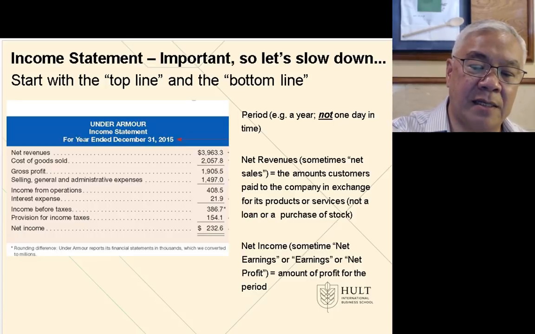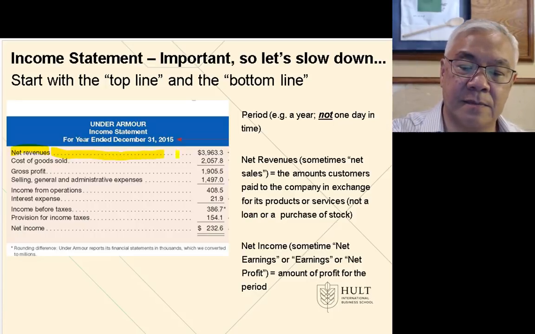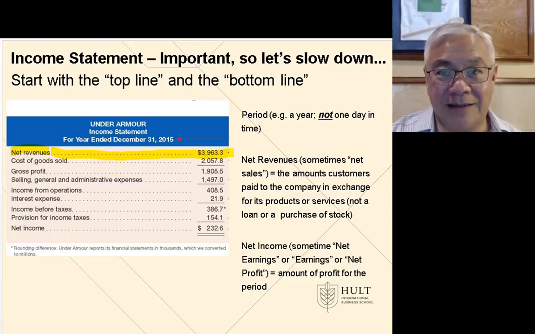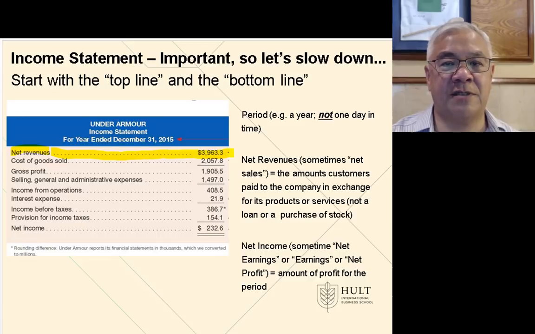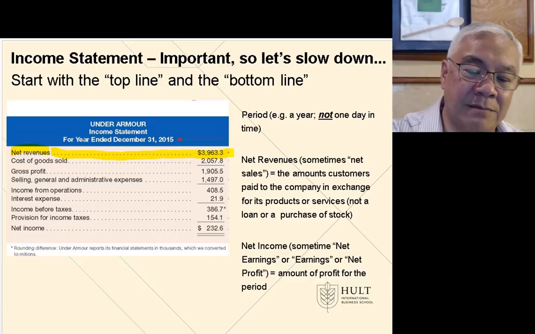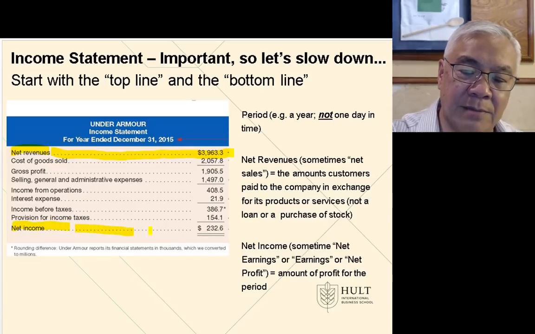So a top line is this. It's the top line. It's the first line. It's revenues, right? So the first thing you want to know is how much did they sell? And it's called net revenues because it's going to be net of things like returns or allowances, but primarily think of it as money that you charge to your customers and they paid you, right? That's what revenues are.